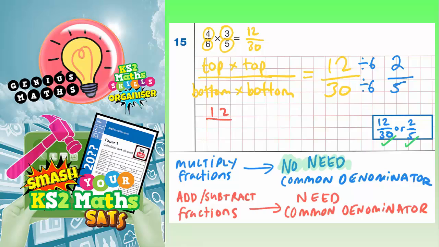So let's go back to the 12/30. You may not have spotted that they both divide by 6, so you might have actually divided them both by 2 instead, in which case you would have got 6/15. So 6/15 would also be an acceptable answer as well.